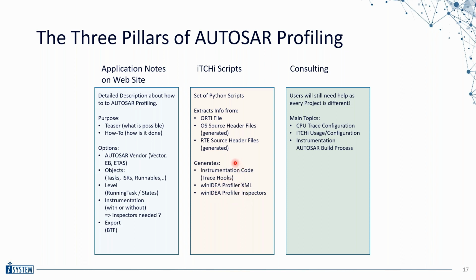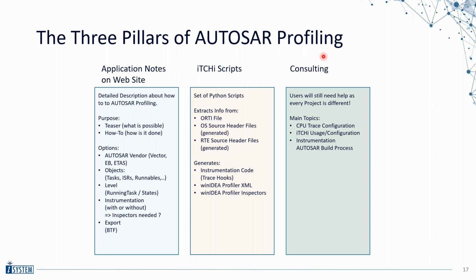So in order for you to not have to create all those files manually, we provide a so-called iTCH script, the iSystem trace configuration helper. And we provide this script, and it helps you with generating those files so you don't have to do it manually.